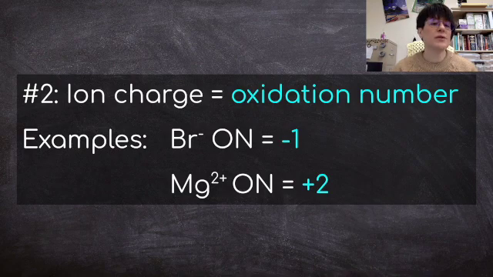Rule number 2 is that ion charge equals the oxidation number. For example, bromide with a negative charge, its oxidation number is -1. And magnesium ion with 2 positive charge, its oxidation number will be +2.